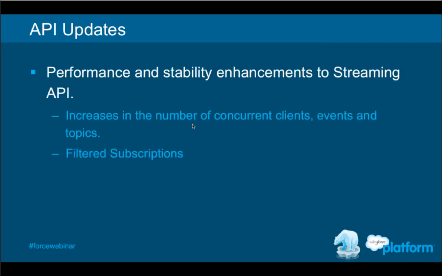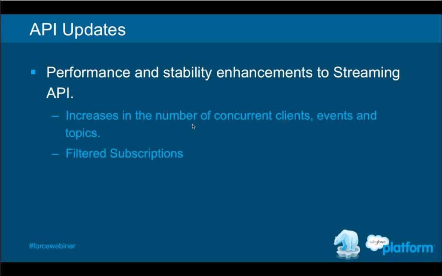We've also made some additional enhancements specifically to the streaming API. These are really more about performance and stability. Really, in summary of this, pretty straightforward. We've basically increased the number of everything, right? So the number of concurrent clients, the number of events, and the number of topics. Just really quickly, basically the maximum number of topics is going to be 1,000 for Unlimited Edition, 500 for Enterprise, and basically 10 for everything else. The events have been bumped up to 1 million.